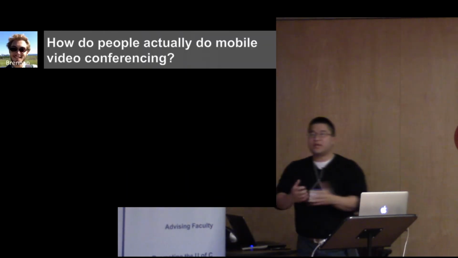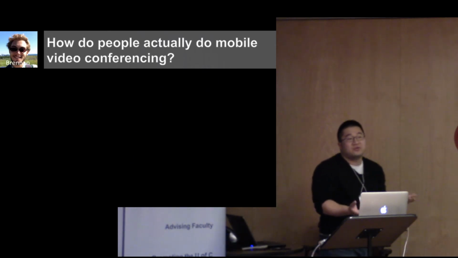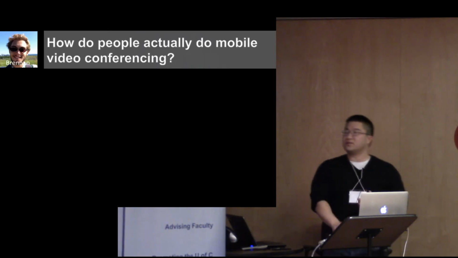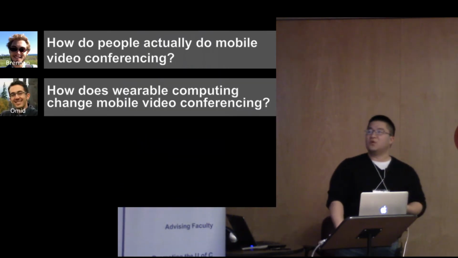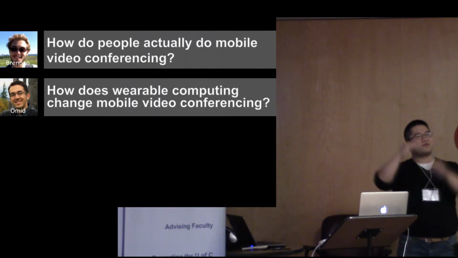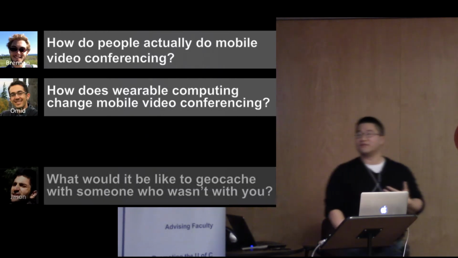So Brennan is a student who's been thinking about asking the question, how do people actually do mobile video conferencing? What are some of the problems they encounter when they do this sort of stuff? Omid has been thinking about, rather than holding the camera, what if we had a wearable camera, kind of like a Google Glass? How would that change video conferencing?